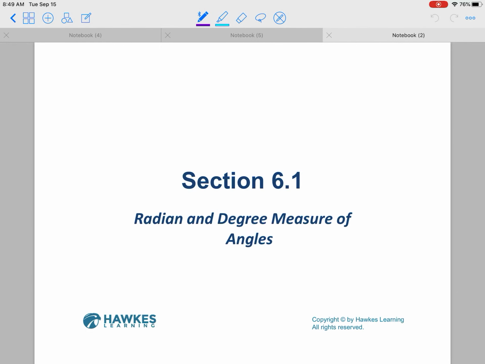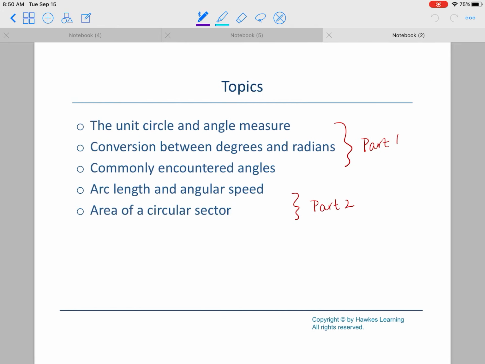In this lesson, we're going to be talking about radian and degree measures of angles. In geometry, you use angles and talked about their degree measure, whether it was 30 degrees, 45 degrees, 59 degrees, 90 degrees. But today we're going to be looking at how we can take these degree measures and turn them into what we call radian measures. I'm going to break this lesson up into two parts.